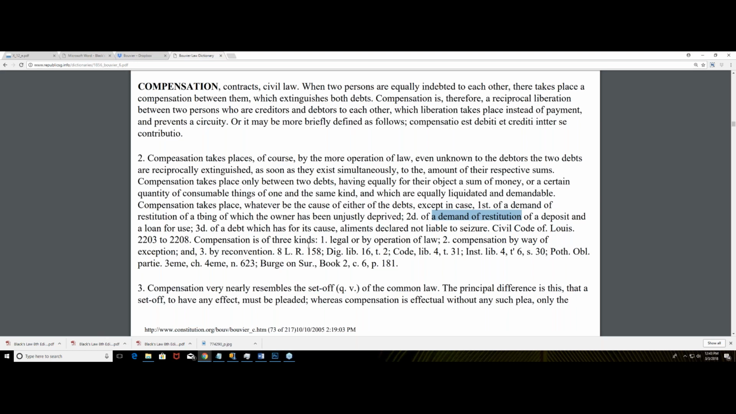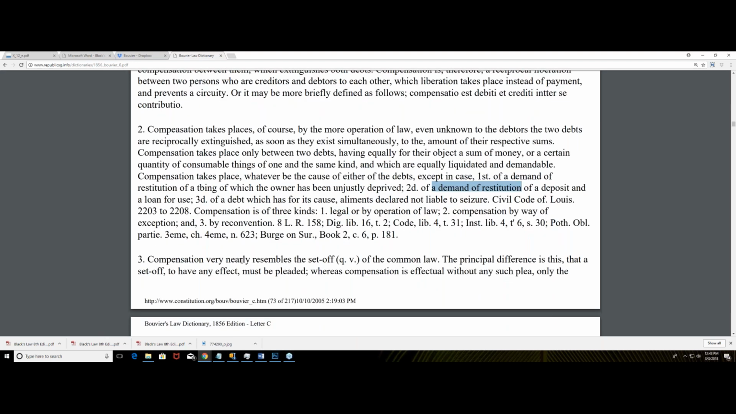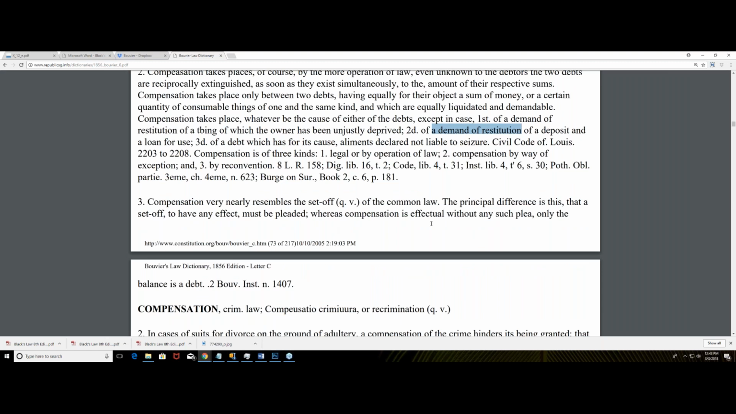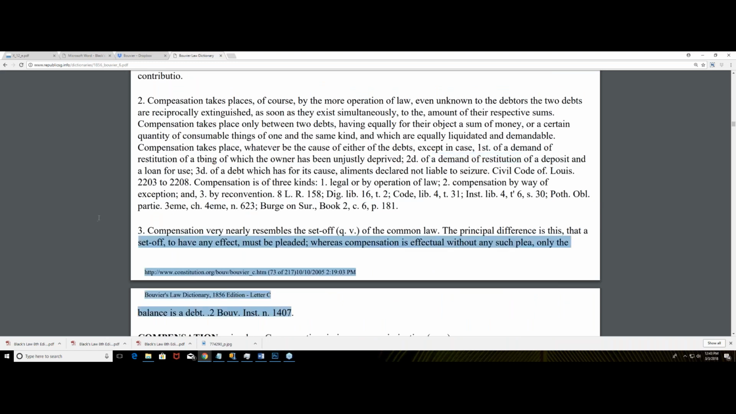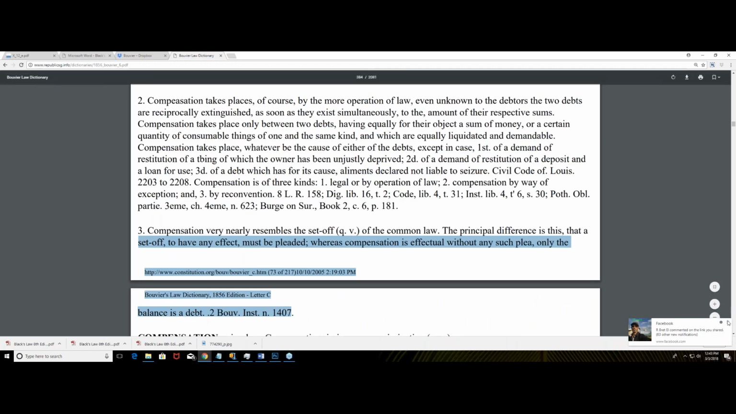Okay, compensation is of three kinds: legal or by operation of law, compensation by way of exception, and by reconvention. Compensation very nearly resembles set-off of common law. The principal difference is this, that a set-off to have any effect must be pleaded, whereas compensation is effectual without any such plea. Only the balance is a debt. So maybe we should be using the word compensation instead of set-off when you go into court, when you do the counterclaim. What you're doing is you're getting a compensation. Okay? Write that down. Very important information for you to know. Very important.